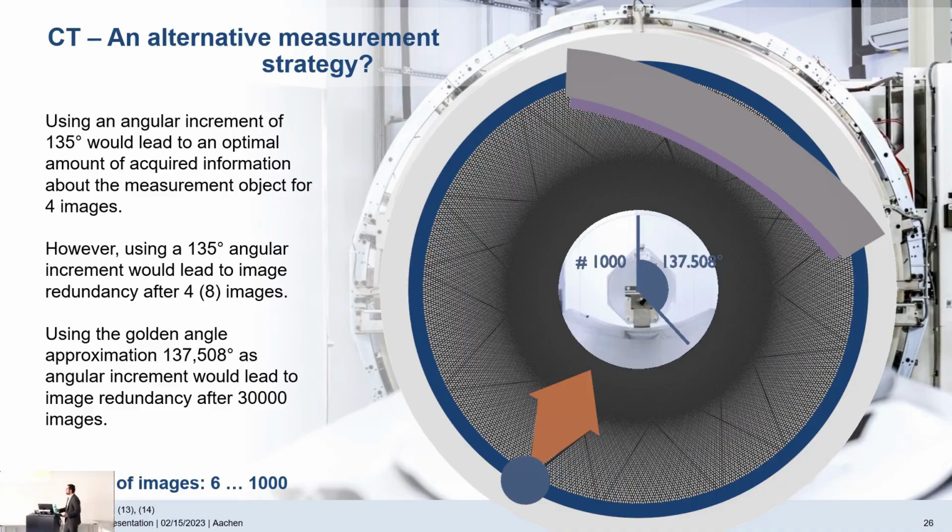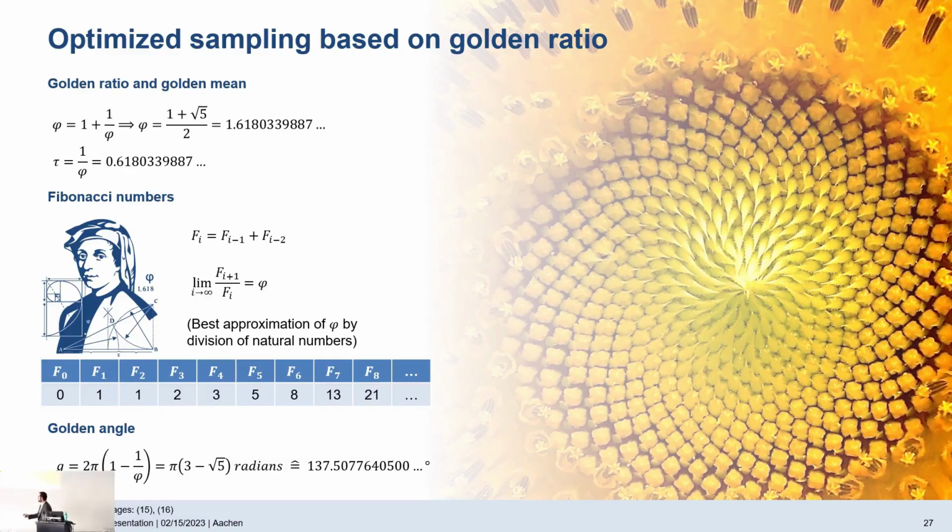The golden angle can be derived from the golden ratio. And this is a unique number. It is an irrational number, and it is stated that it is the most irrational number of all numbers. And this is based on a simple mathematical proof which says that this is the hardest number to be approximated by a division of two natural numbers. And we would find the best approximation by these two natural numbers at the infinite end of the Fibonacci series.